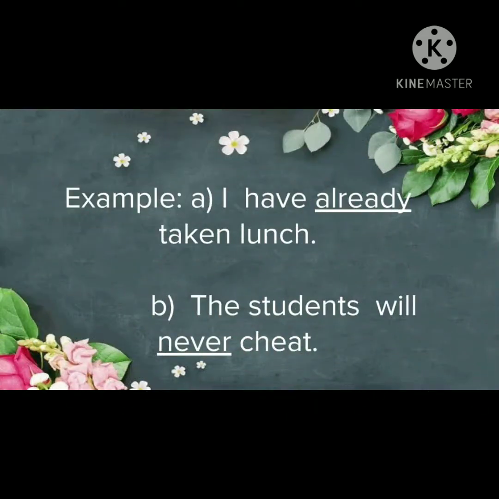For example, I have already taken lunch. Here, have is the helping verb and taken is the main verb. That's why the adverb already is used in between the helping verb and the main verb. Same way in the next sentence, the students will never cheat. Will is the helping verb and cheat is the main verb, and never is used in between both.